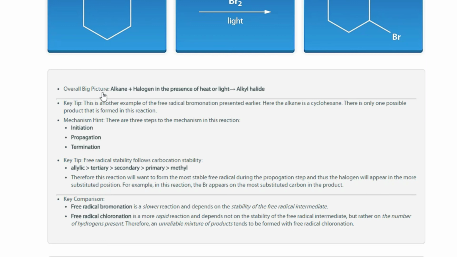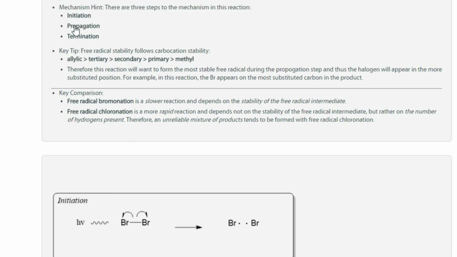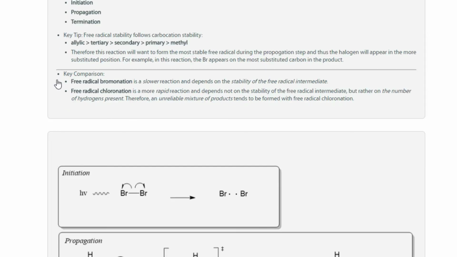Now let's look at the reaction description again. At the top, the first thing you'll notice here is the overall big picture. So this is going to give you what you're starting with and what you're ending with. Below the overall big picture, you'll see that there are several key tips. And this is just useful information that will help you to understand the reaction. So you'll see these mechanism hints here, which are just key points about the mechanism. And then we have our key comparisons here, where we're comparing one reaction to another. And so all of this is going to help guide you as you study.